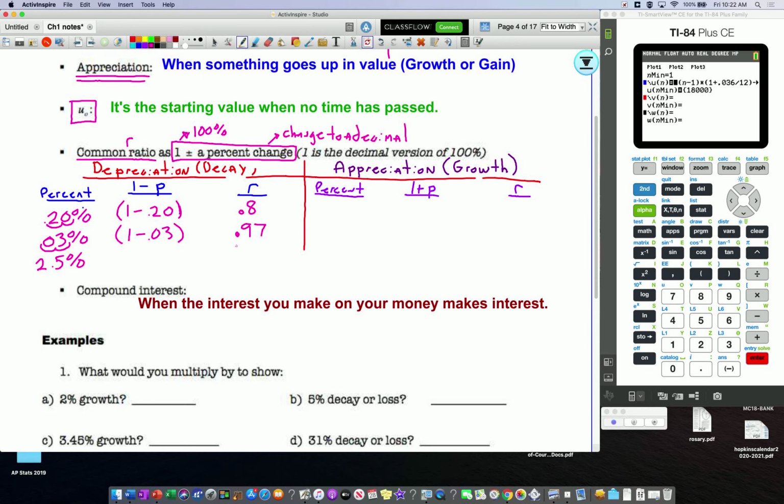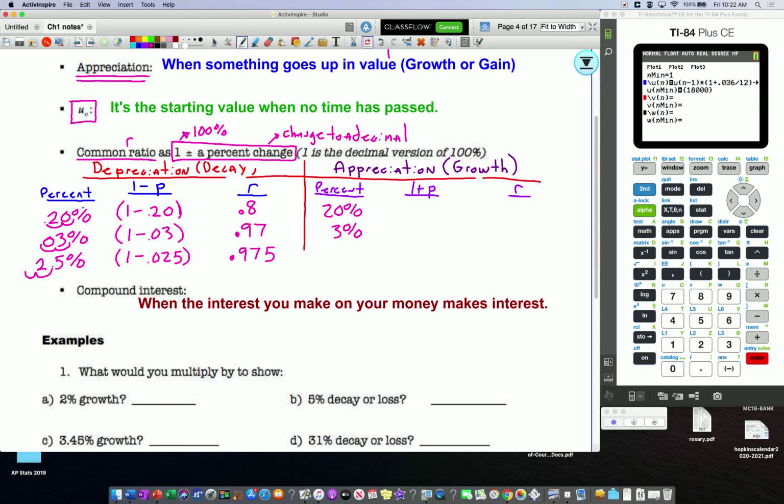So think of this number as what percentage remains. If I remove 20%, 80% remains. If I remove 3%, 97% remains. Okay? So on the last one, 1 minus, move that decimal over 2, so 0.025. Okay? So we get 0.975. So if I remove 2.5%, 97.5% remains.